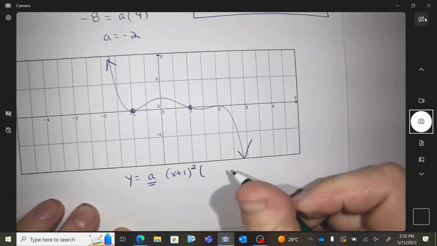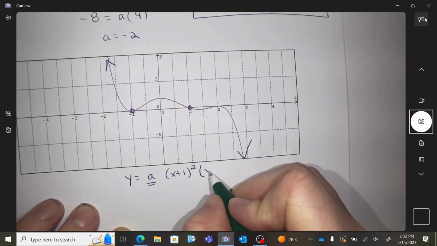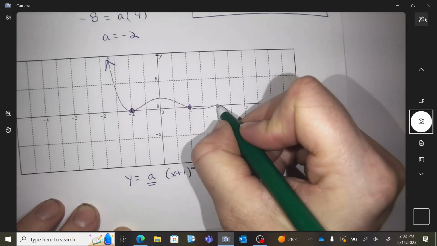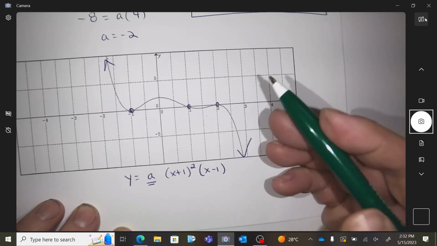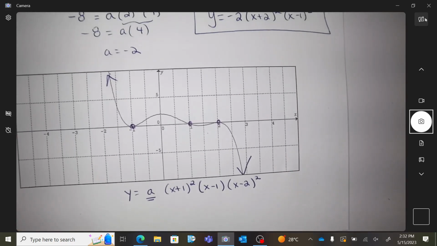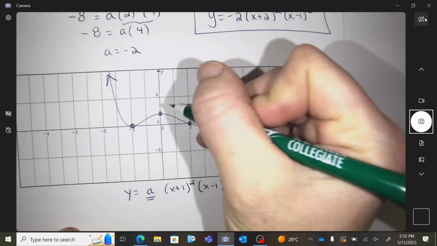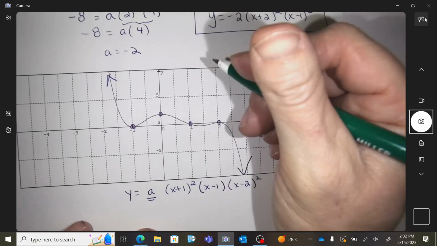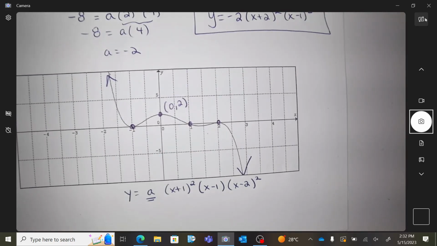Intersect at +1, so x minus 1. An intercept at 2, so x minus 2 with a bounce. Okay, not a very good graph on my part. I would for sure make sure your graph is visible. We're going to plug in the coordinate 0, 2 to see what happens.